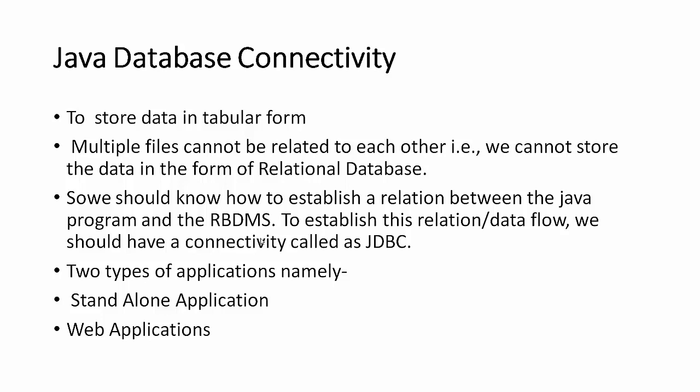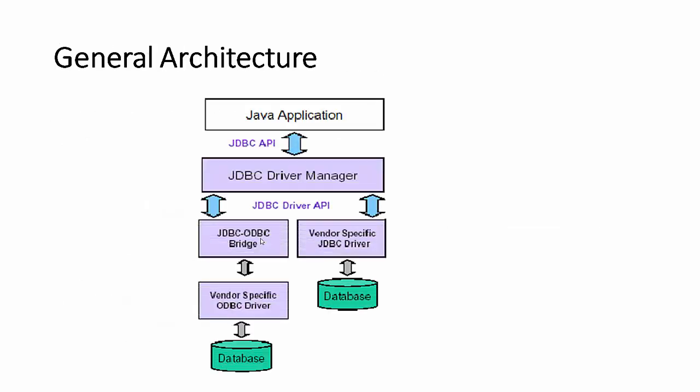This is called JDBC. There are two types of applications, namely standalone applications and web applications. Let us see the general architecture. The Java application is the topmost layer, which communicates with the JDBC driver manager. The JDBC driver manager interacts with the JDBC-ODBC bridge driver, which relates to the vendor-specific ODBC driver. Whereas the other option is the vendor-specific JDBC driver, which can communicate directly with the database.